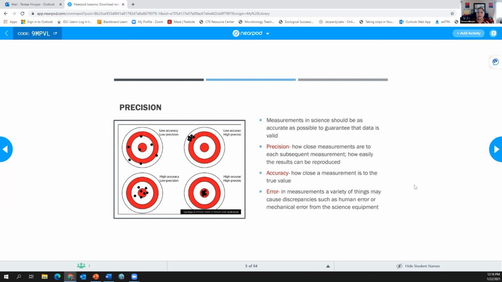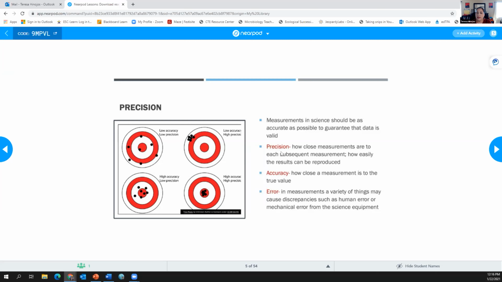When we talk in the English language, we talk about being precise and being accurate, and we use them to mean the same thing, right? But when it comes to science, there's a difference in what those terms actually mean. A lot of times they'll use a diagram like this to explain what those definitions are, and when explaining it to your students, this is something that you would use too.